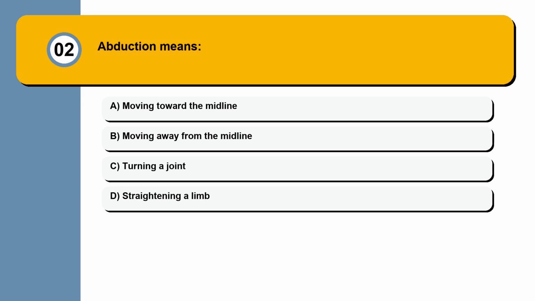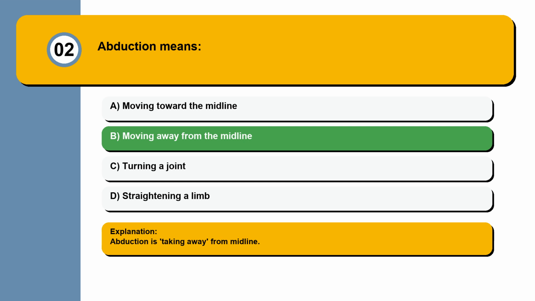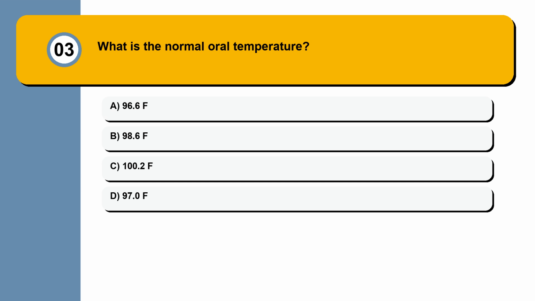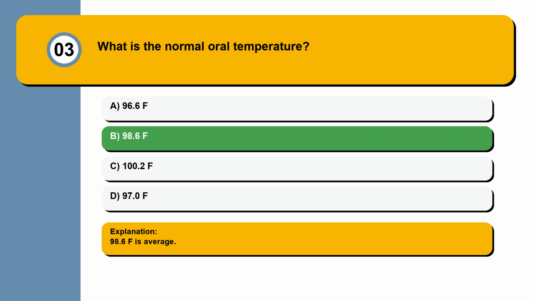Question 2. Abduction means moving toward the midline, moving away from the midline, turning a joint, straightening a limb. Abduction is taking away from the midline. Question 3. What is the normal oral temperature? 96.6 F, 98.6 F, 100.2 F, 97.0 F. 98.6 F is average.